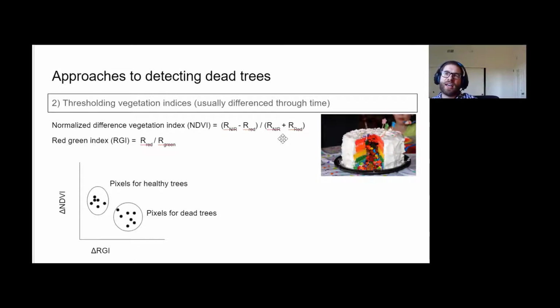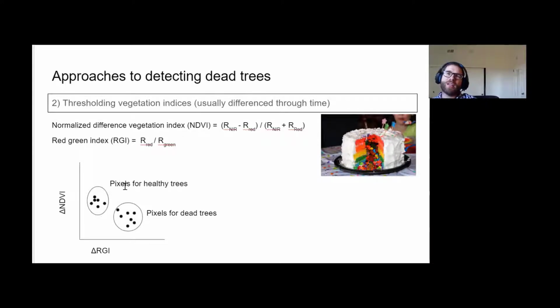Another vegetation index, which is particularly useful for identifying red attack trees, is the red-green index, or RGI, which is simply the red reflectance divided by the green reflectance, shown here. This simple vegetation index is useful since red attack crowns would generally have relatively high RGI values compared to the healthy canopies. Generally, the most effective papers using this approach use it in a time series where the change in NDVI and RGI is tracked from some baseline year.